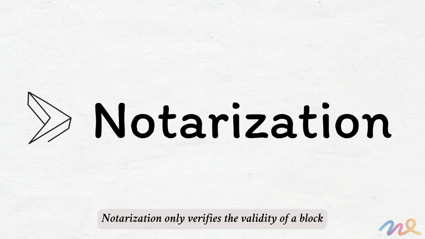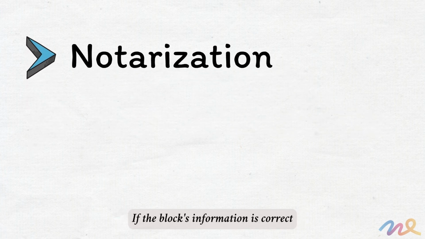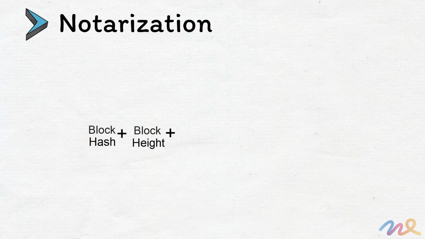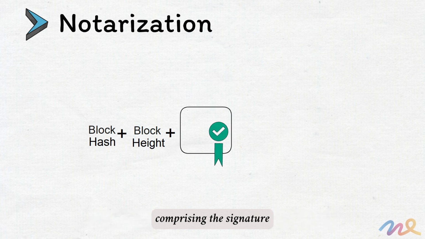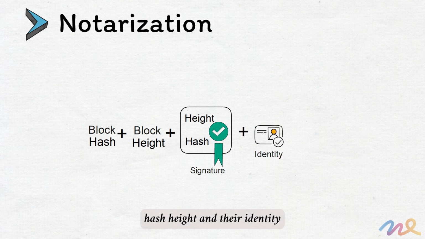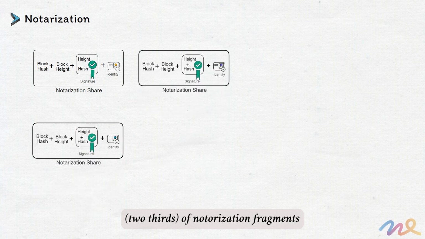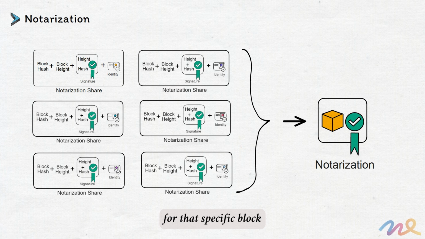Notarization only verifies the validity of a block and does not imply consensus attainment. It simply ensures that at least one block is notarized within the current round. If the block's information is correct, the replica responsible for verification first signs the block's height and hash. Then, they broadcast the signed notarization fragment, comprising the signature, hash, height, and their identity. When a replica receives a sufficient number, 2/3, of notarization fragments, they aggregate the signature fragments to form a notarization for that specific block.